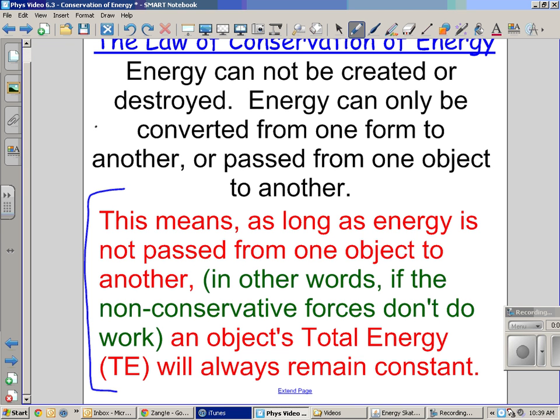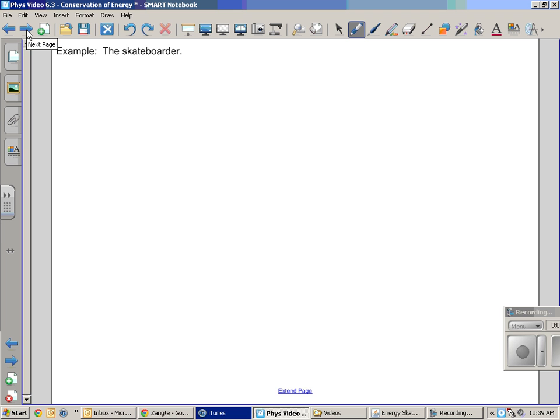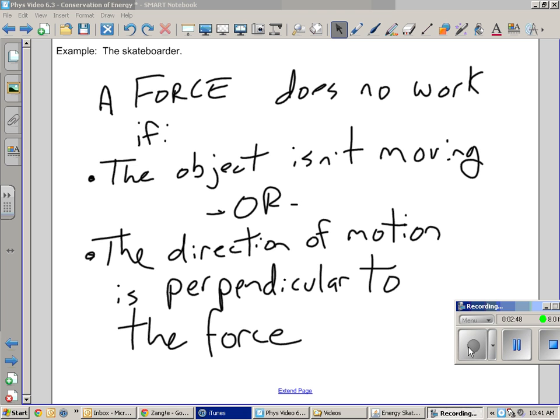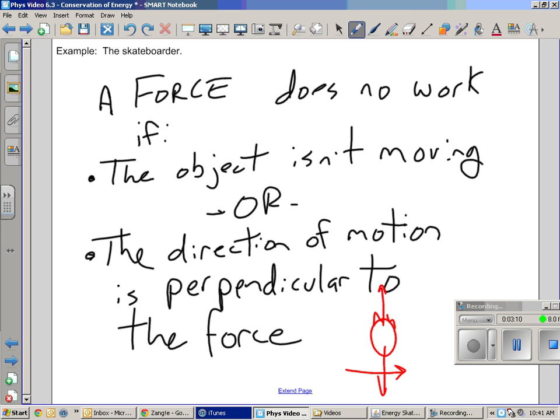So it's probably worth reviewing: when does a force not do work? Okay, so how do you know if a force does no work? Well, a force does no work if either of these two things are true. Either the object isn't moving, or the direction of motion is perpendicular to the force. All right, remember like the cat, where Carl was carrying the cat, right? So here's the cat, and the cat's moving this way because Carl's carrying it. The only forces on it are gravity and Carl. Both of those forces are perpendicular to the motion, so neither of those forces do work. Okay? So that's how you know if a force does no work.